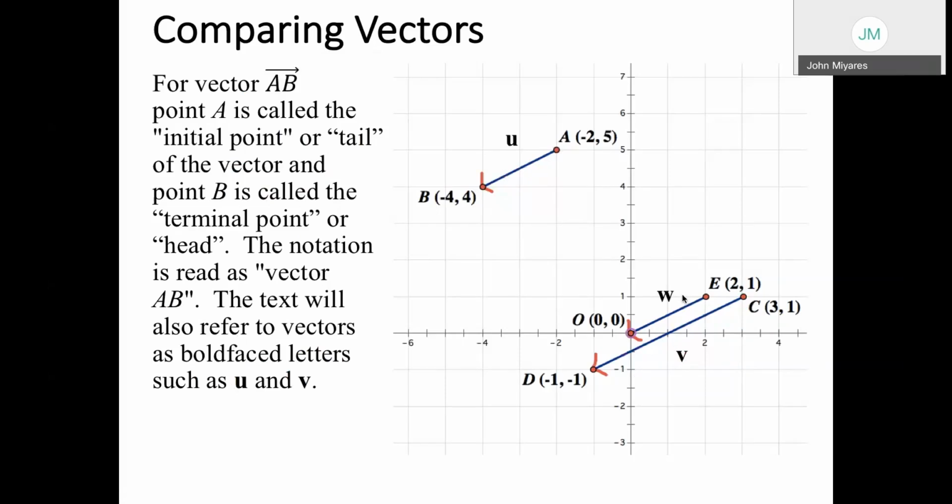Using these notations will help us clean up our work with vectors so we're not going to always be tied to the Cartesian coordinate plane. In this case, if we were asked which vectors were equal to each other, we don't have to say vector AB is equal to vector EO. We could just say vector U is equal to vector W.